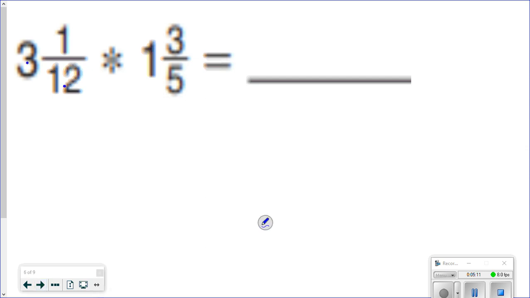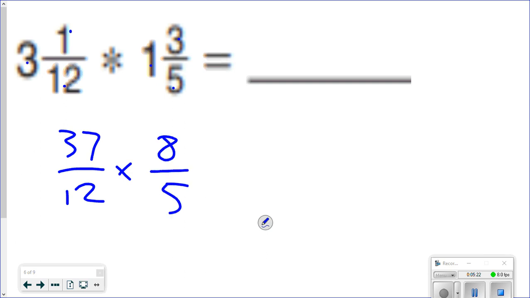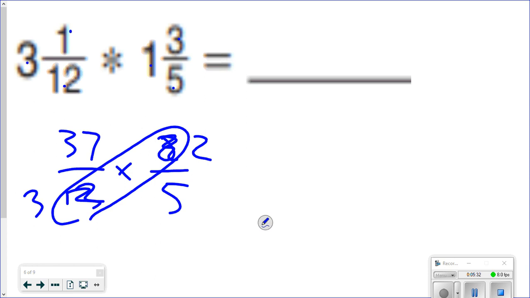12 times 3 is 36, plus 1 is 37 over 12, times 5 times 1, which is 5, plus 3 is 8 over 5. The good news here is we can do some cross-reducing. Let's divide both those by 4. 8 divided by 4 is 2. 12 divided by 4 is 3. Now we can multiply across.